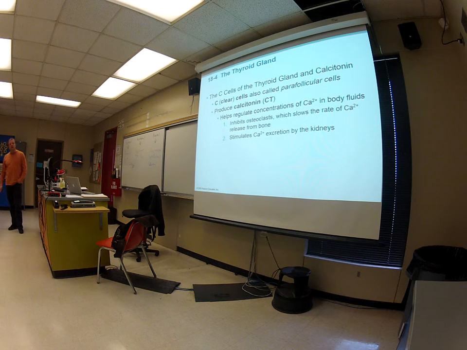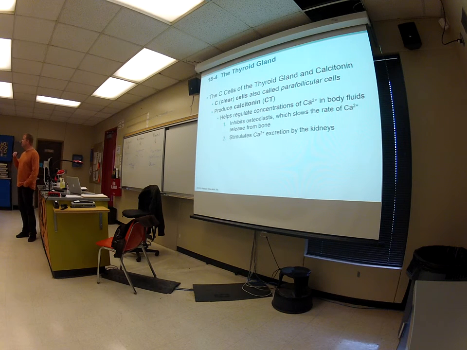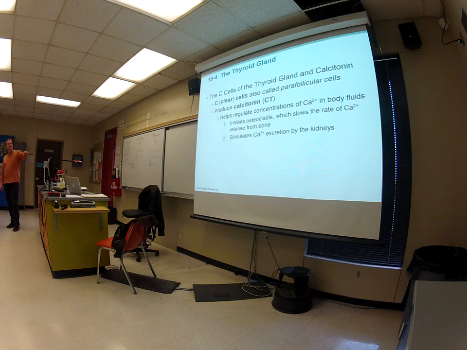Now, C cells of the thyroid gland, calcitonin. How many people put calcitonin down on their sheet? Couple people did. The other class, about half the class, put calcitonin down. It produces calcitonin, helps regulate the concentration of calcium in the body, inhibits osteoclasts, which slow the rate of calcium release. What do osteoclasts do, peeps? They break it down.